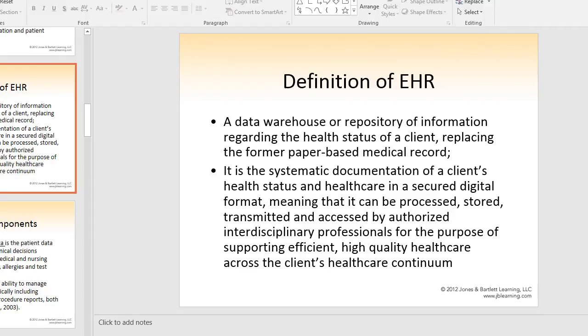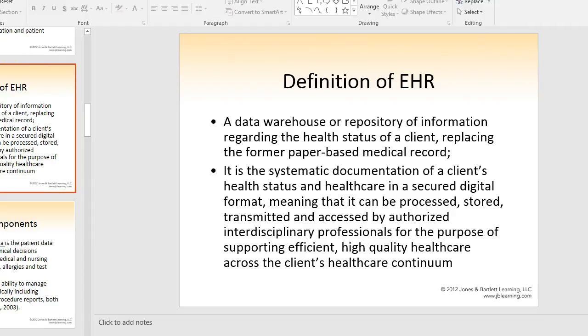And the healthcare issues aren't going to slow down just because we're using paper. So the amount of people going to the ER after they saw their doctor, that hasn't changed. But now the ability to treat someone better has changed. So it's systematic documentation of a client's health status and healthcare in a secure digital format. So it can be processed, stored, transmitted, and accessed by those who are authorized to use it to support efficient, high-quality healthcare.